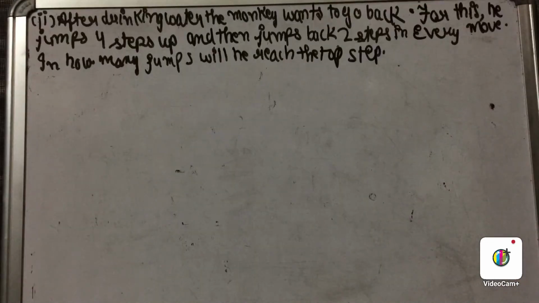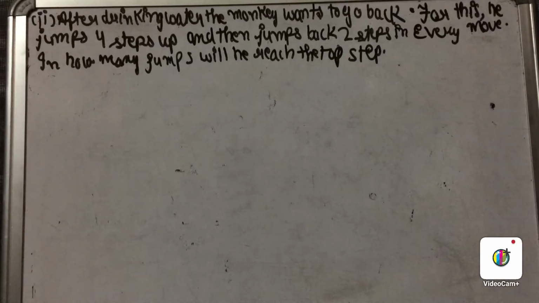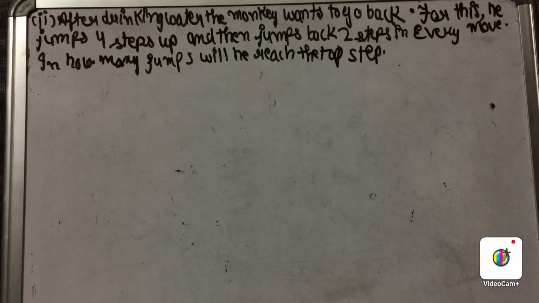So now what is our second part? Our second part is that after drinking water, the monkey wants to go back. He jumps 4 steps up and then jumps back 2 steps in every move. In how many jumps will he reach the top step? Now the monkey is full of water and he wants to go back to the top step from where he started. And now we will do this question the same way we did the first question.